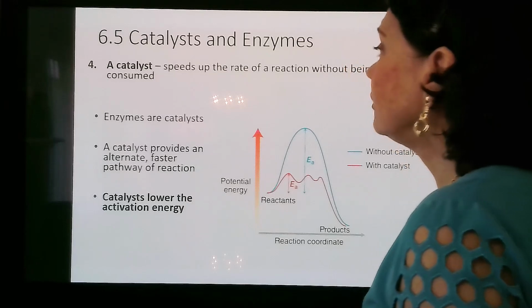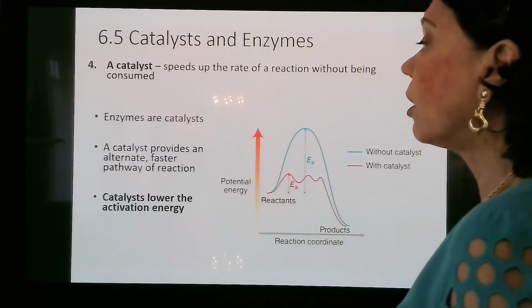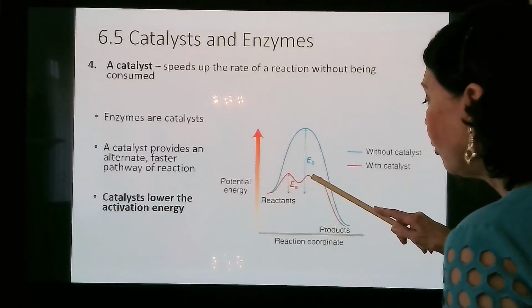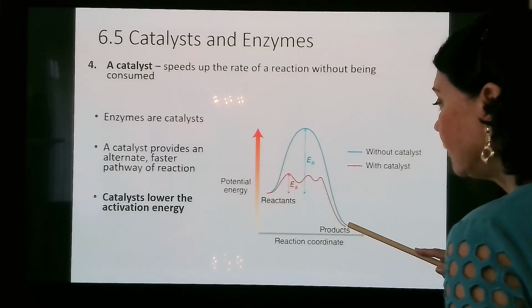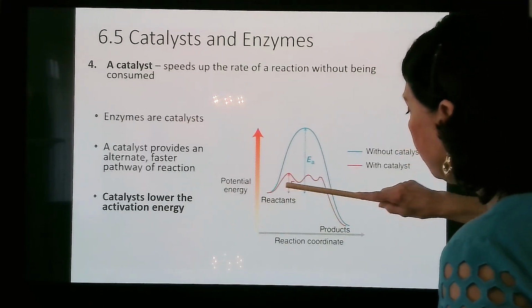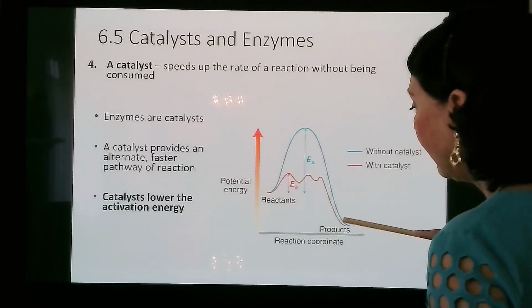Now, catalysts and enzymes. A catalyst speeds up the rate of reaction without being consumed. Enzymes are catalysts. A catalyst provides an alternate, faster, lower energy reaction pathway, where the energy of activation is going to be reduced. This is the pathway with the catalyst. This is the pathway without the catalyst.